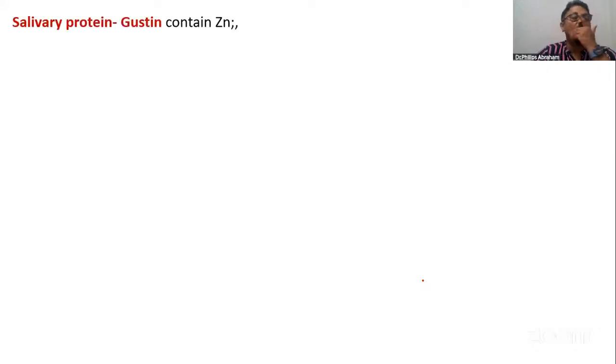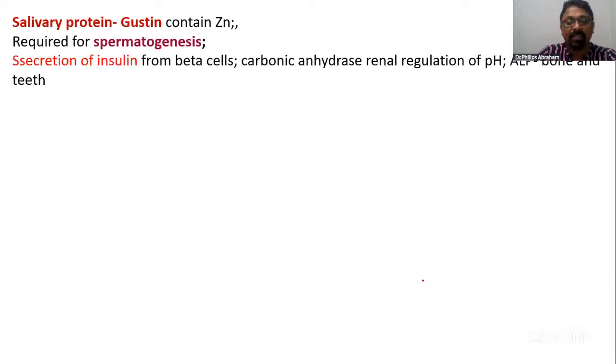Let us see. Zinc containing protein in the saliva, gastric. So taste. Spermatogenesis, zinc is essential. Secretion of insulin from the beta cells, you need zinc. Carbonic anhydrase that helps in the dissociation of carbonic acid, regulation of pH, that contains zinc. ALP, alkaline phosphatase, for bone and teeth formation, we need zinc. This one contains zinc.